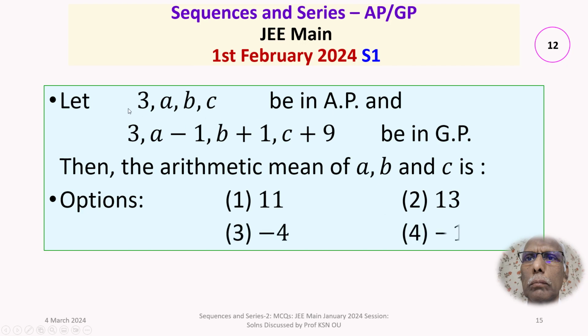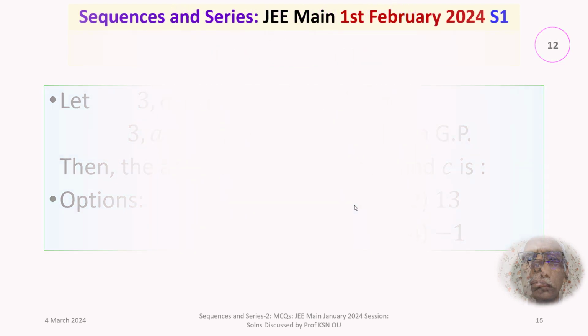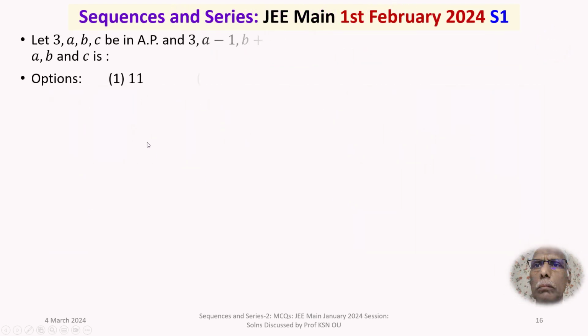So you are given 3, A, B, C are in arithmetic progression, and 3A minus 1, B plus 1, C plus 9 are in geometric progression. Then you are required to find the arithmetic mean of these three numbers A, B and C. Let's now get into the question.